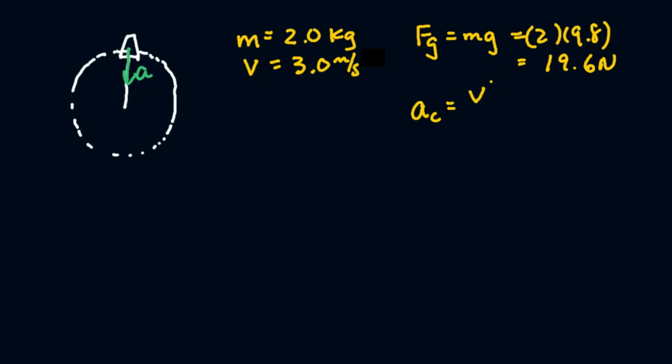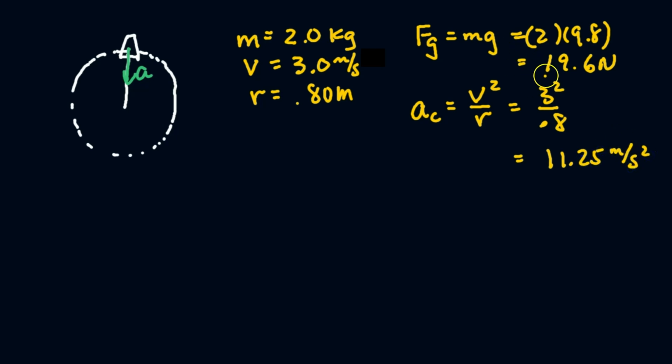It is v squared divided by r. V is 3, so we have 3 squared divided by, we also need to know the radius, which in this case is 0.8 meters. So 3 squared divided by 0.8, and we get 11.25 meters per second squared. So we're going to go ahead and bracket these. We might be using them in just a little bit. So we know the acceleration.